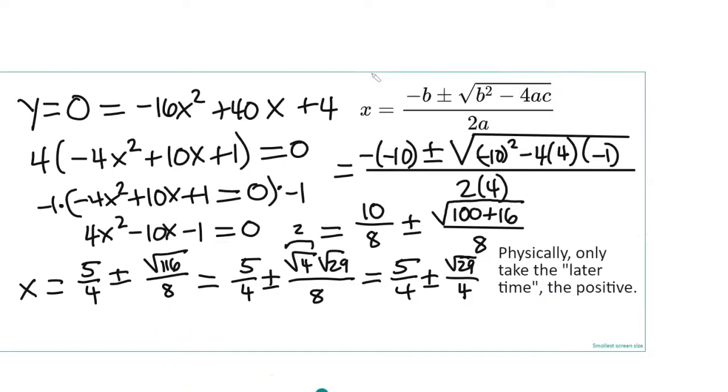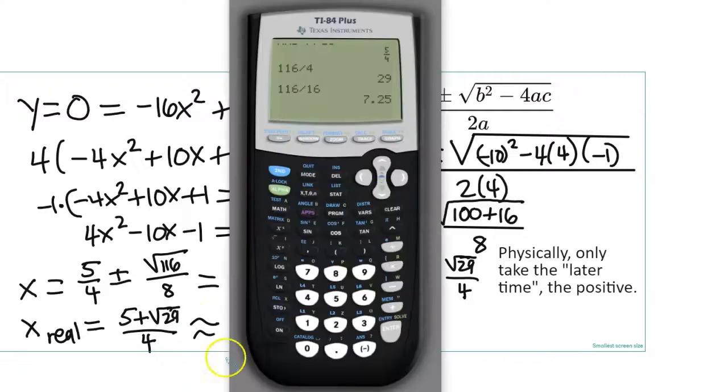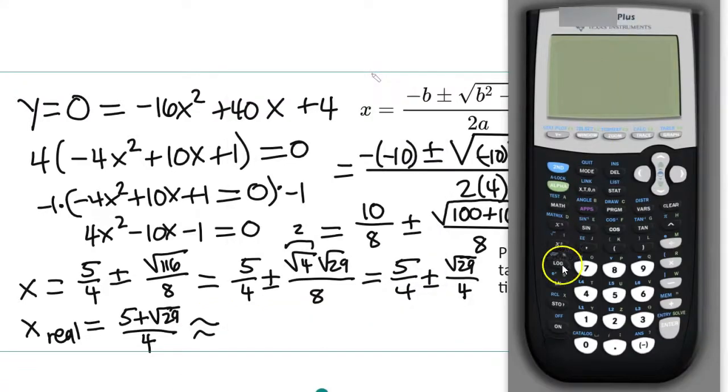So we're just going to say x real, the real one, is going to be 5 plus the square root of 29 over 4. All right? So we should get that in our calculator. So let's type that in. Make sure that's in parentheses upstairs. It's 5 plus the square root of 29 over 4. So it's about 2.5.